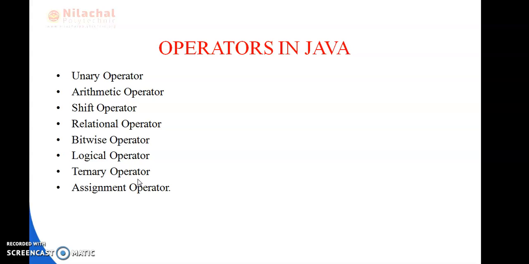Then comes the arithmetic operator. Arithmetic operators are used to perform addition, subtraction, multiplication and division. They act as basic mathematical operations. Then comes the Java left shift operator. The Java left shift operator is used to shift all of the bits in a value to the left by the specified number of times.